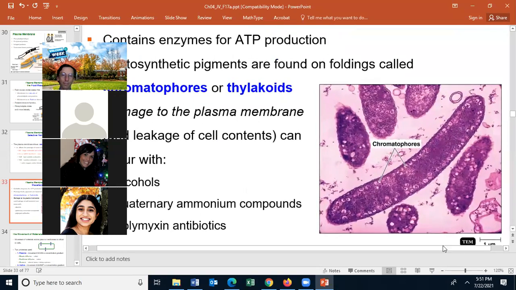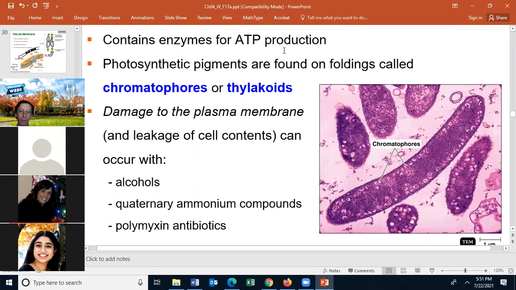Of course, in eukaryotic cells, we do not have these in the cell membrane. ATP production happens in the mitochondria, and in photosynthetic plant cells, this happens in the chloroplast. Any question about any of that?